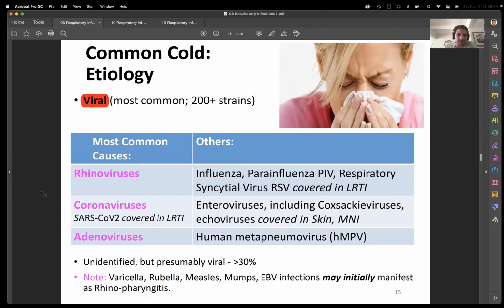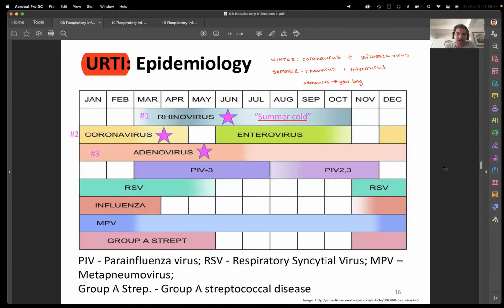Being able to differentiate rhinovirus, typically they talk about that with kids, right? They get that infection around the daycare center. It's self-limiting. Typical viral infections are self-limiting in and of themselves, but it's highly contagious. What do you need to know from this? I think what I wrote up here is what's important. Winter, you can get coronavirus and influenza virus. Summer is typically rhinovirus, enterovirus, and adeno is year long.